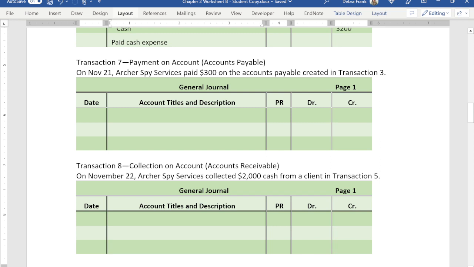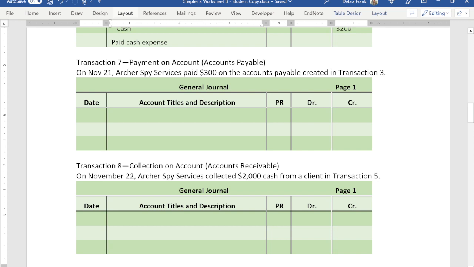Okay, so transaction 7, payment on account. Oh, they were nice. They told you it was accounts payable, but we know when it was on account, if it wasn't a longer term type item or a mortgage or bank loan or something like that, longer term one with interest tied to it, that would have been notes payable. Otherwise, we're going to go with accounts payable. So Archer Spy Services paid $300 on accounts payable created in transaction 3.